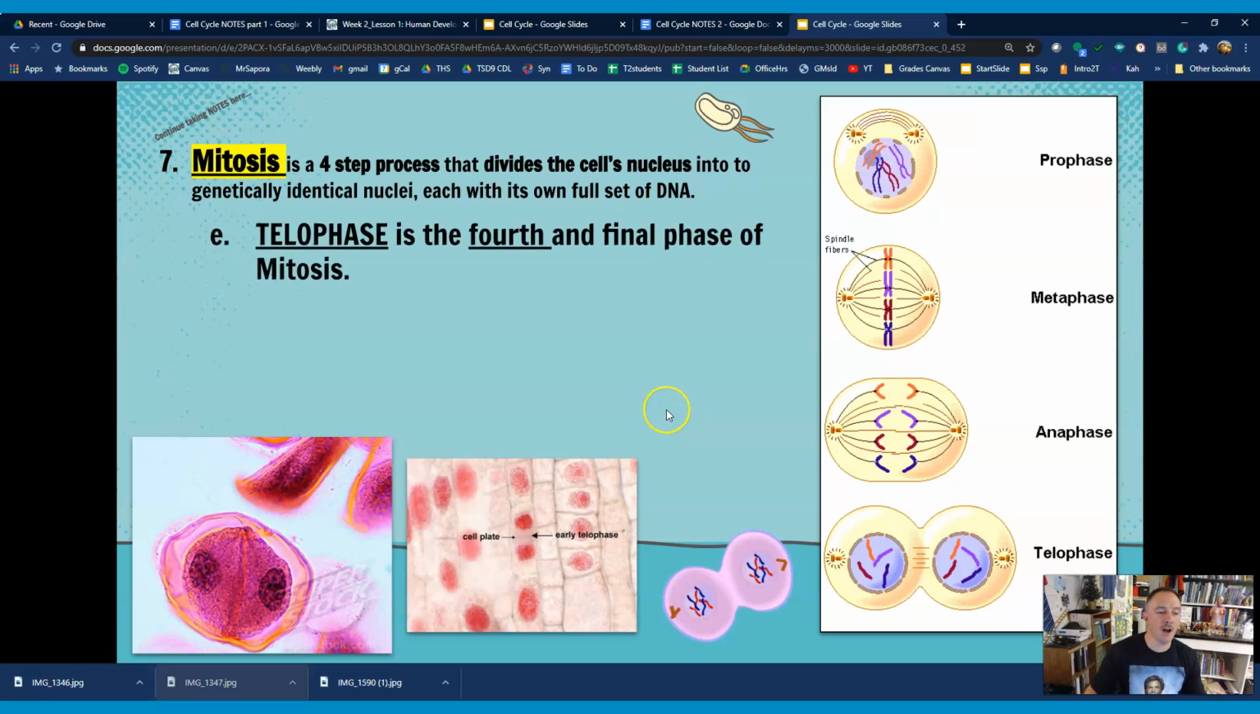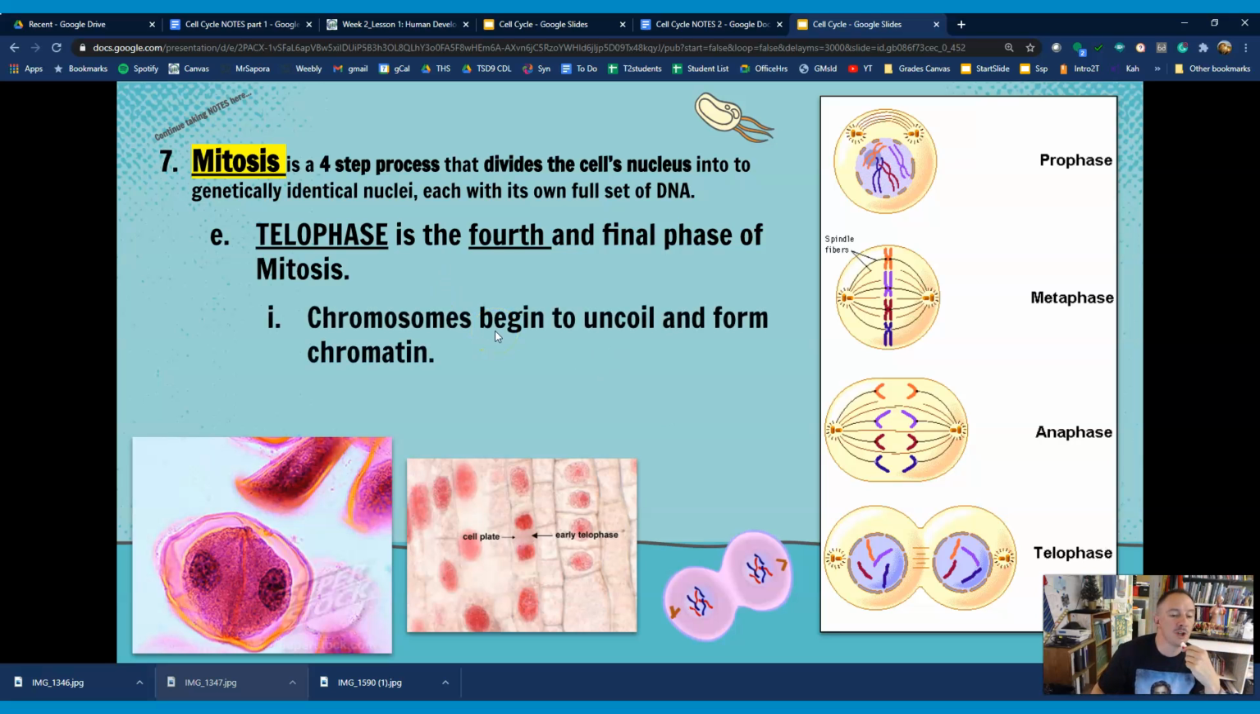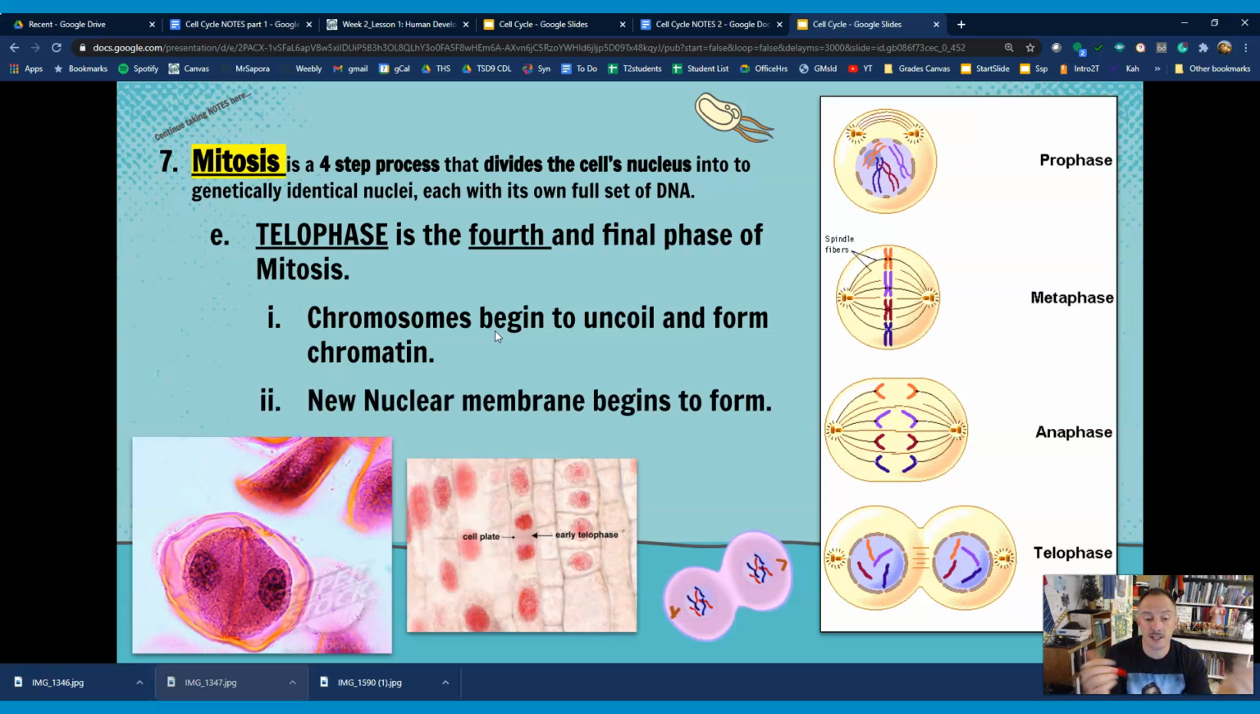Let's do it. Telophase is the fourth and final phase of mitosis. Telophase is where the chromosomes begin to uncoil and form chromatin, and you start to see a new nucleus develop. It is the opposite of prophase, but now you've got two. It's like prophase in reverse, but now you've got two. So anaphase is everything moving apart. Hopefully you drew that.